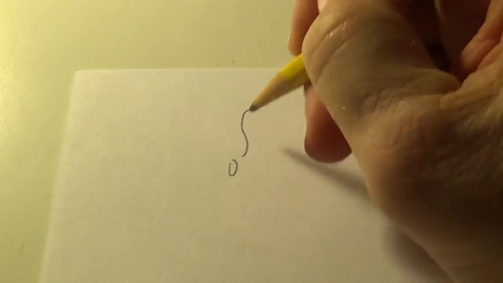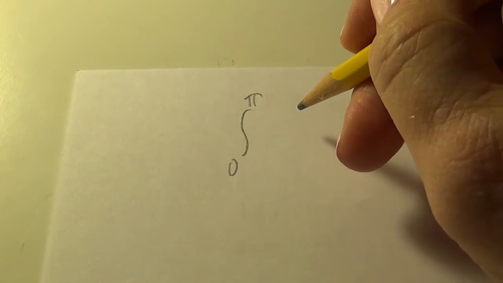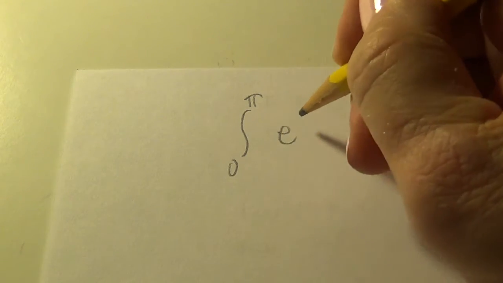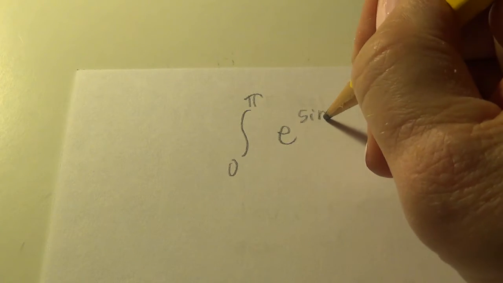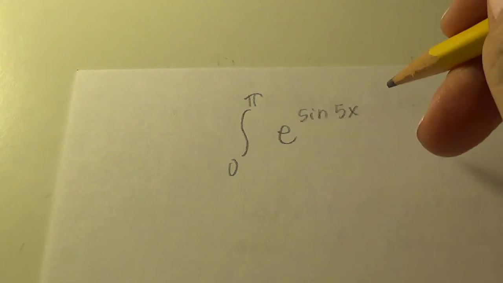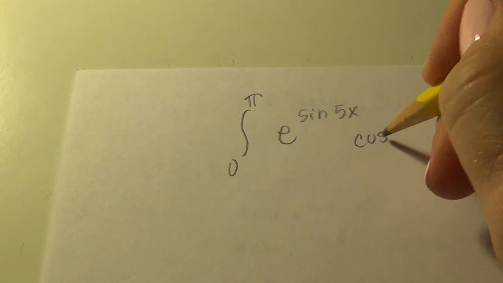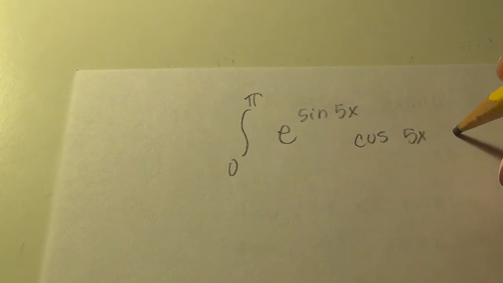Probably you'll be watching this Tuesday evening or soon thereafter. So let's see, here's your you-do. Integral from 0 to pi of e to the sine of 5x cosine 5x dx. And so I want you to integrate that using change of variables.